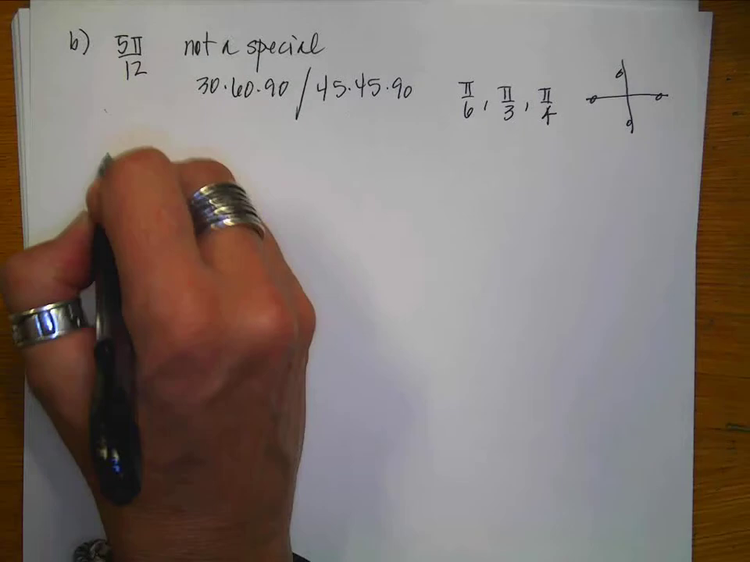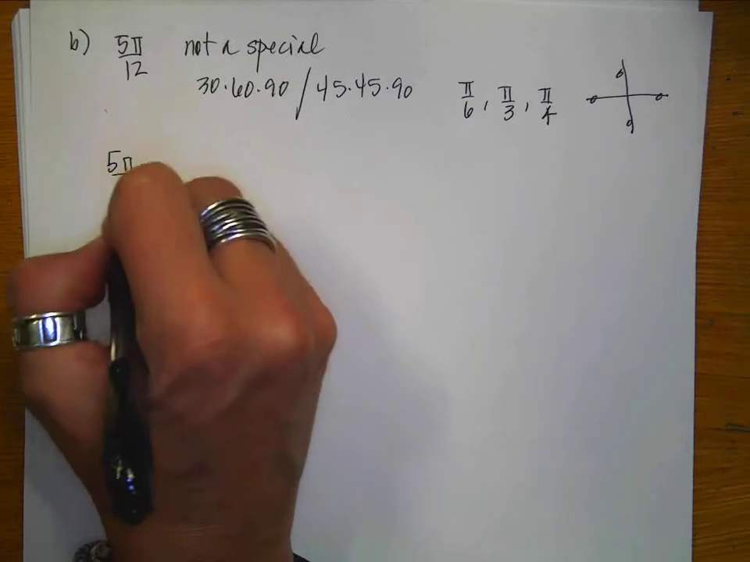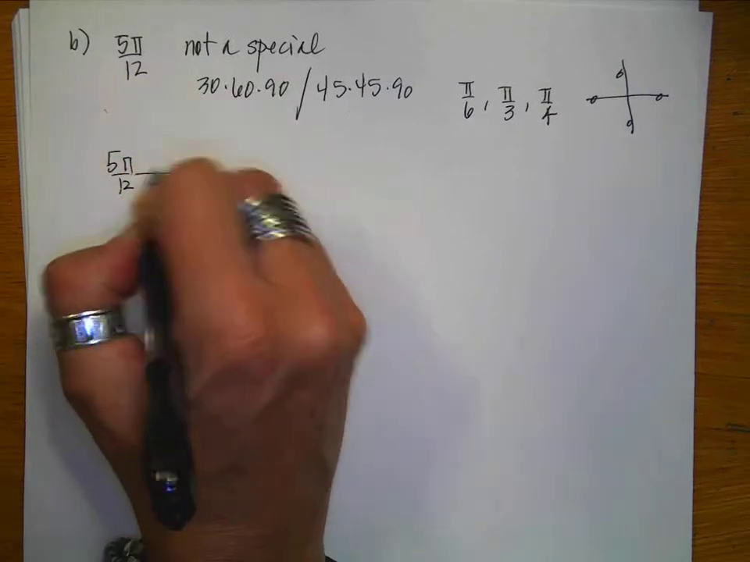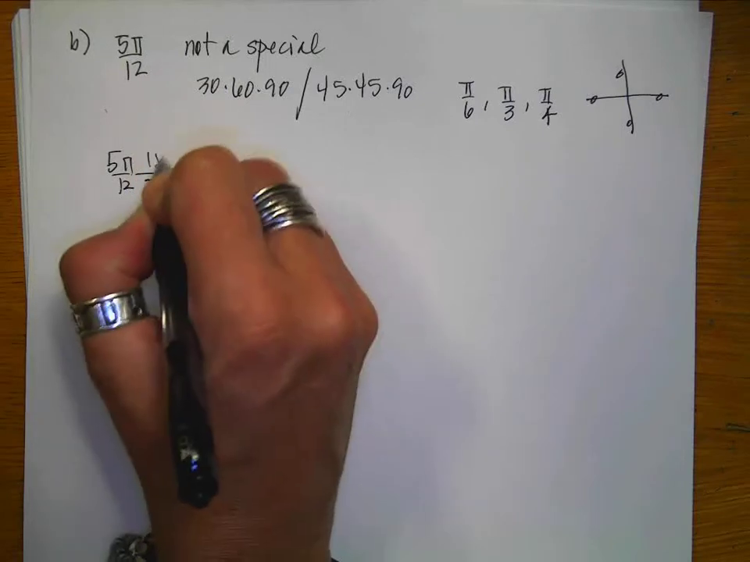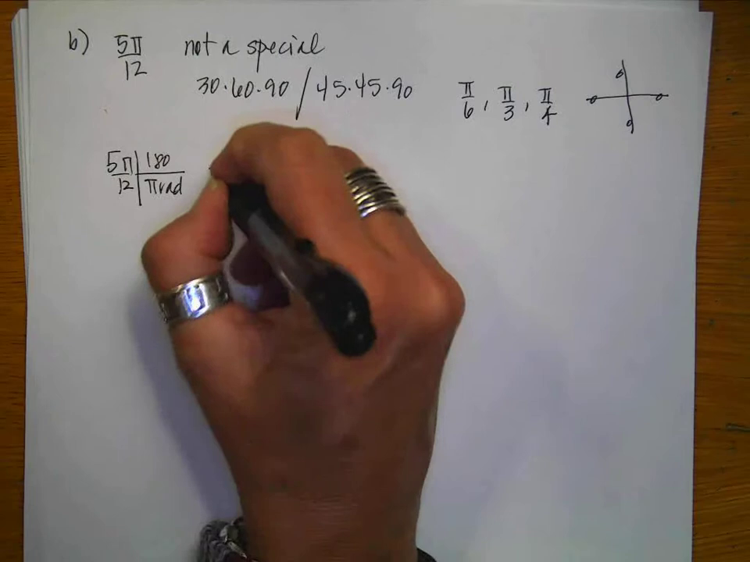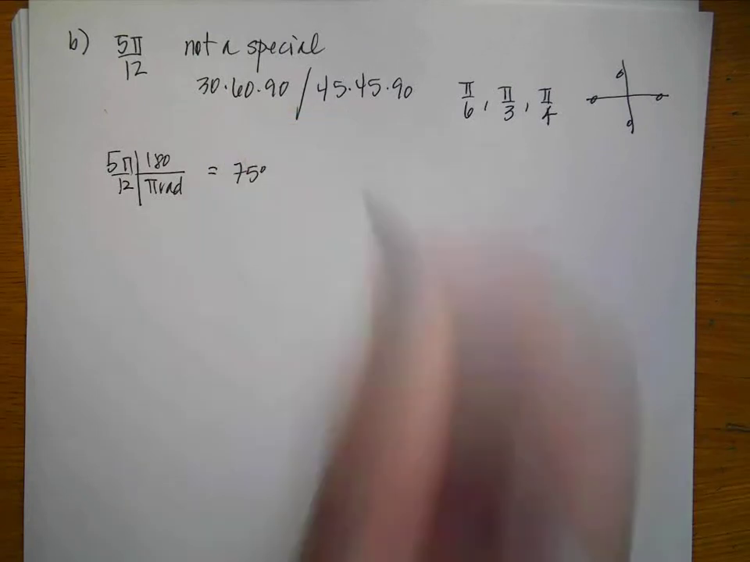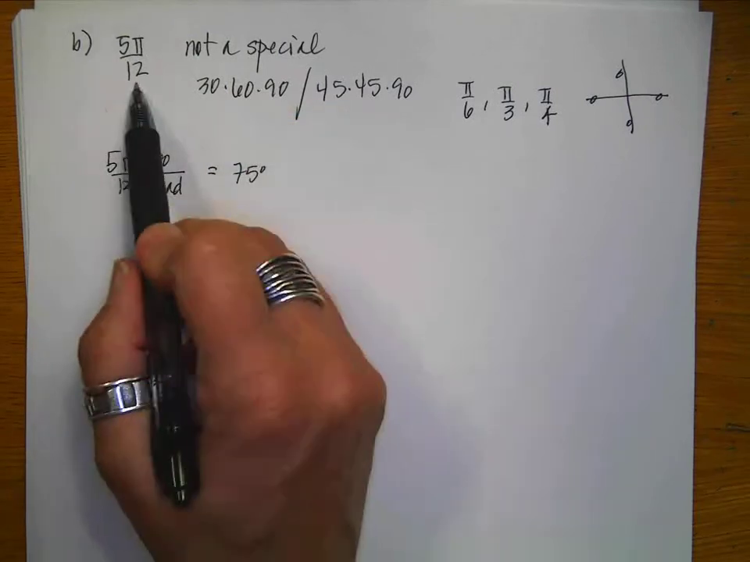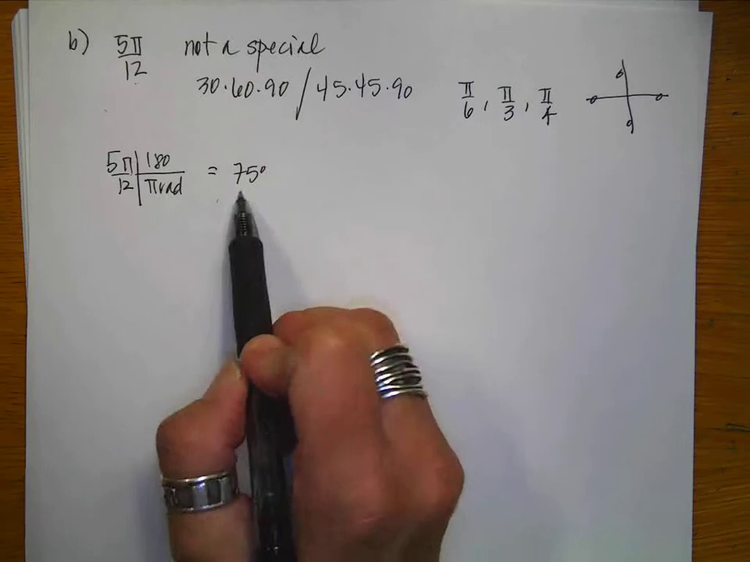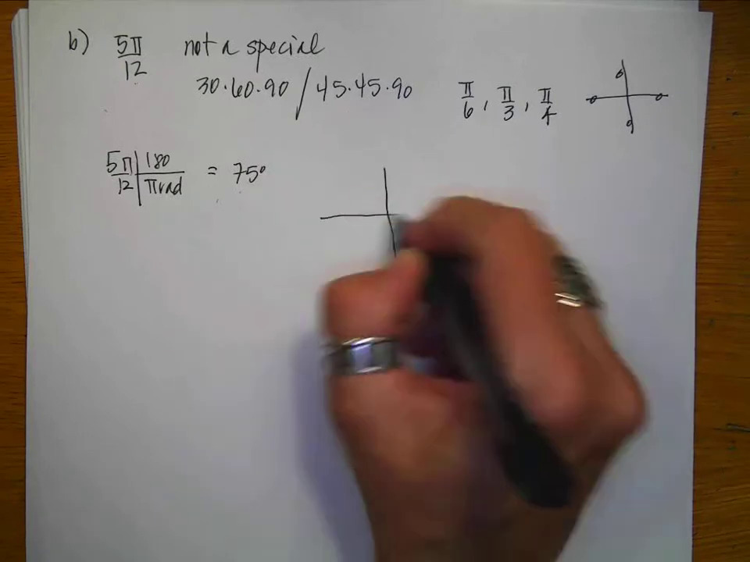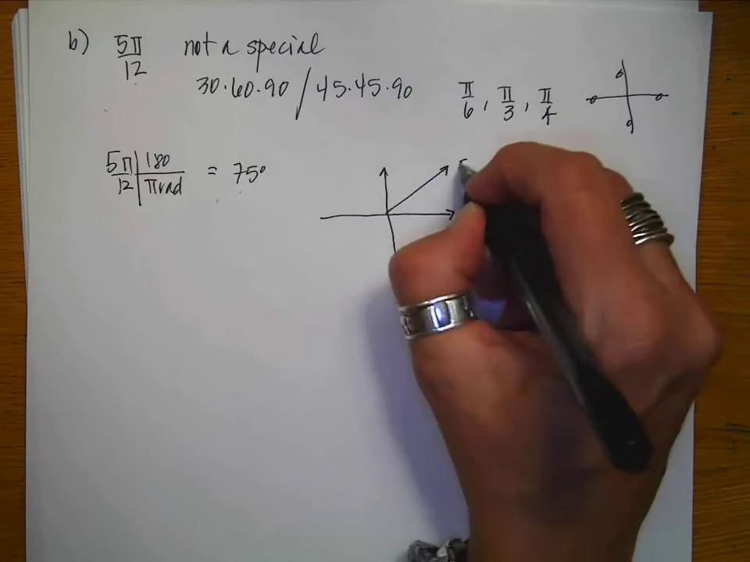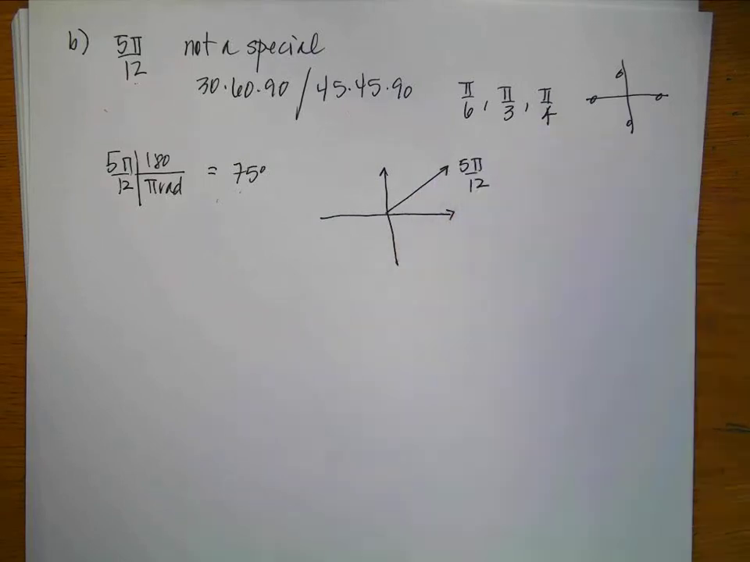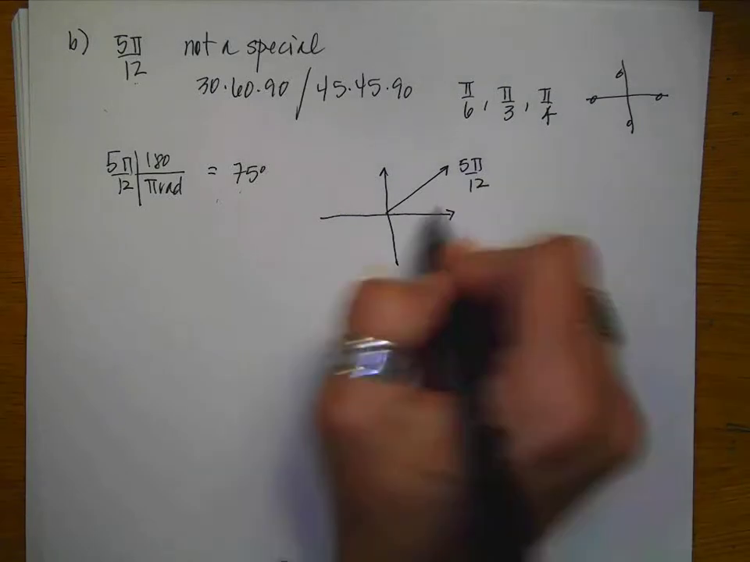So because it's not a special, I'm going to actually convert it so I know where it lives. So I have 5 pi over 12. I'm going to convert that to degrees. There are pi radians in 180 degrees, and this gives me 75 degrees. I'm going to do my math in radians, but I really needed to know where that angle was. So I'm going to draw my angle, and this is 5 pi over 12.